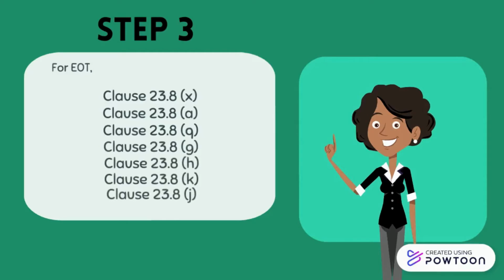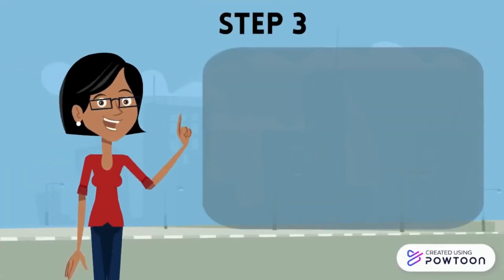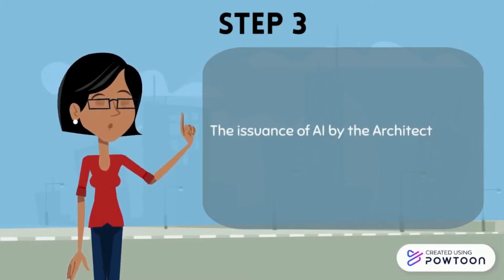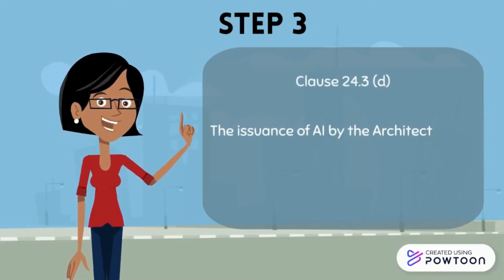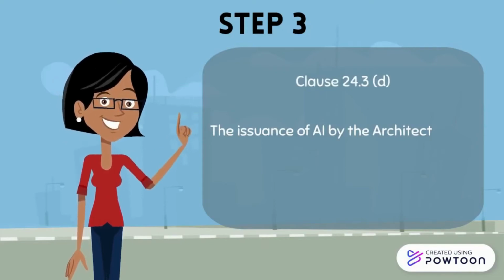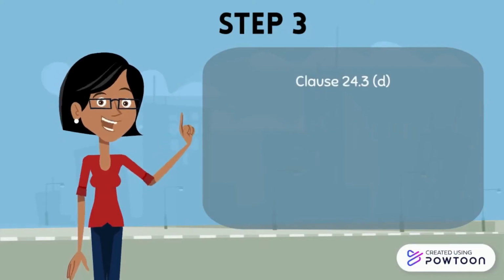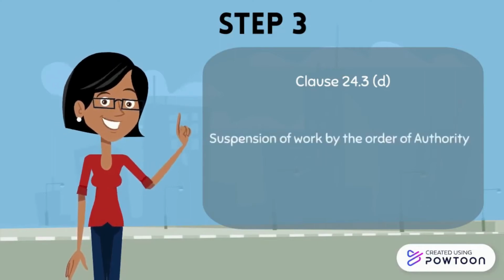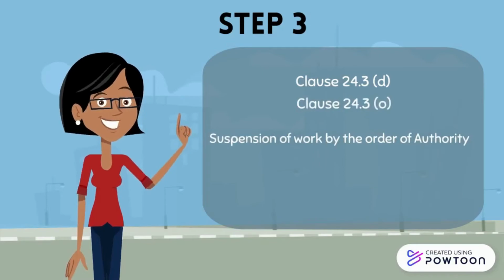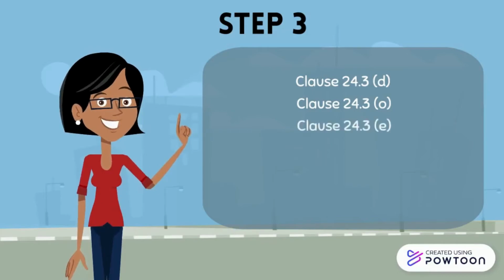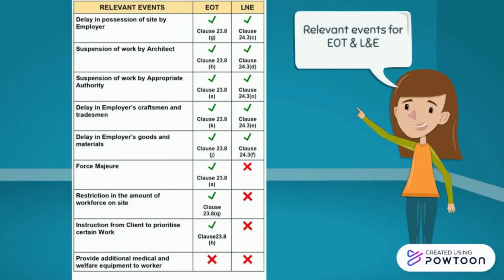However, for L&E, one of the relevant events which entitle the contractor claim is the issuance of AI by the architect, instructing the contractor to delay the work under Clause 24.3(d) since the COVID-19 outbreak. Similar to the claim of EOT, L&E can also be claimed based on suspension of work by the order of authority under Clause 24.3(o). Besides that, there are also other events which may potentially claim for L&E under Clause 24.3(e) and 24.3(f). This table shows the relevant events that could possibly be claimed by the contractors for EOT and L&E.